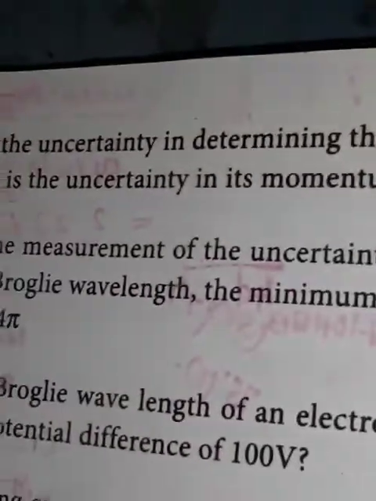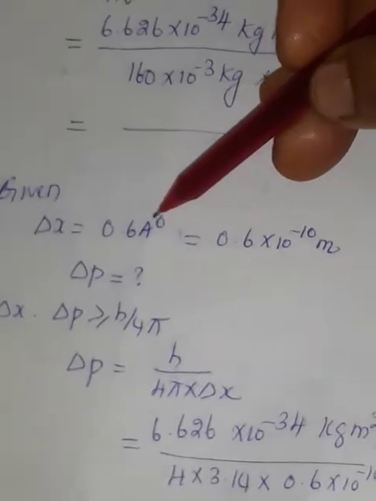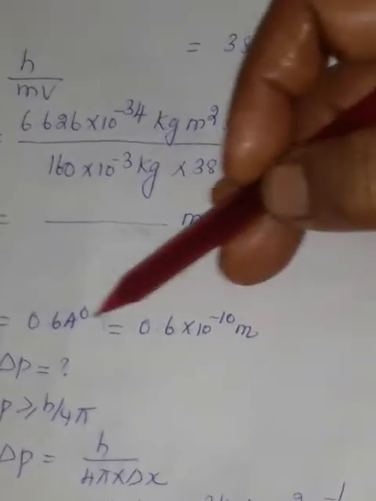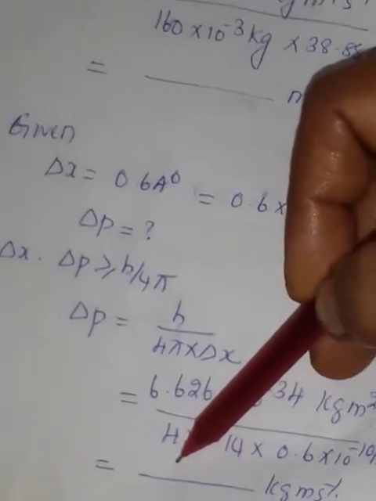Next, 48th question. Here, given del x as 0.6 Angstrom, converting it into meter, 10 power minus 10 meter. Substituting all the values, you are getting the answer for 48.